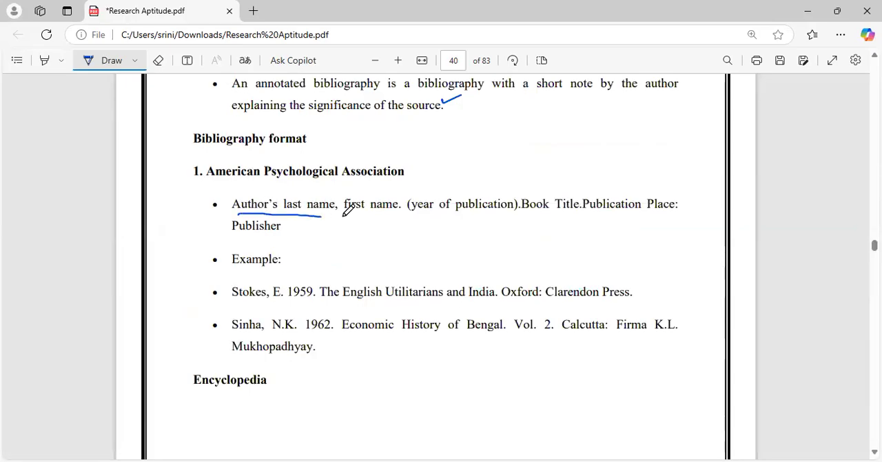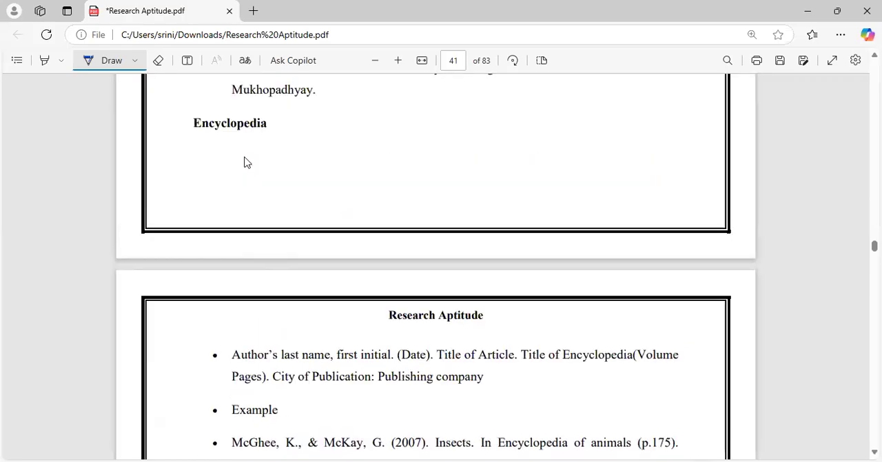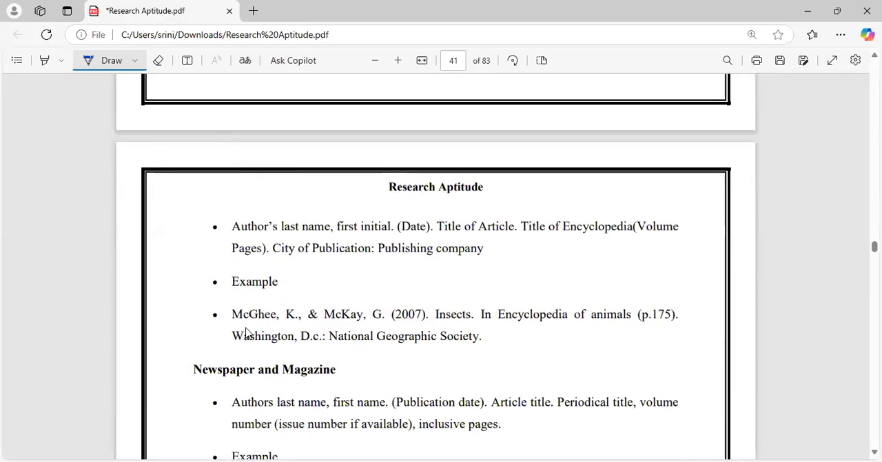Author's name, last name, first name, book publication year, title, publication place, and publisher. Here we have Stokes E, author's name, and then year of the publication, and then publication title, book title, and then publication place, publisher, and encyclopedia like this. If we refer to an encyclopedia, we can say author's last name and first initial, date, title of the article, and title of encyclopedia, and volume of pages, city of publication, and then publishing company.